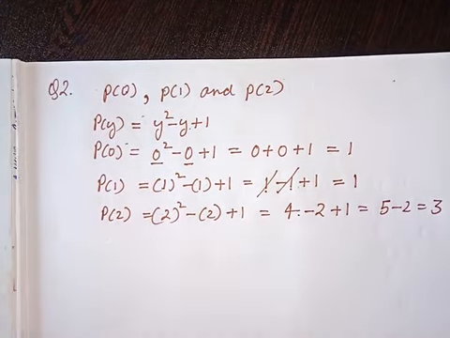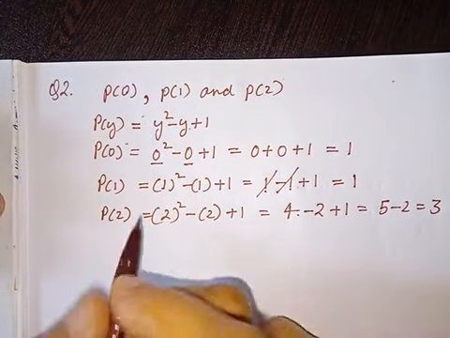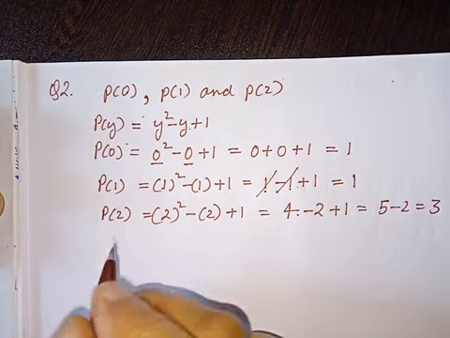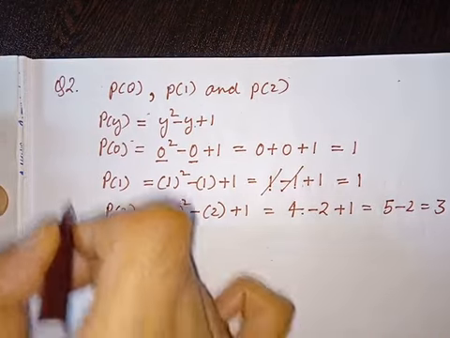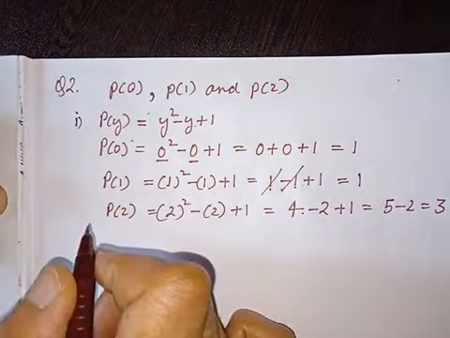So these are the values for p(0), p(1) and p(2). Similarly, you can do the second part.